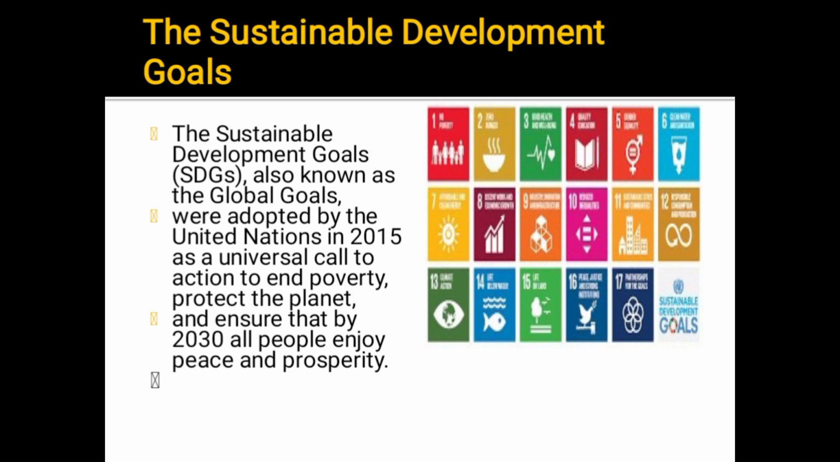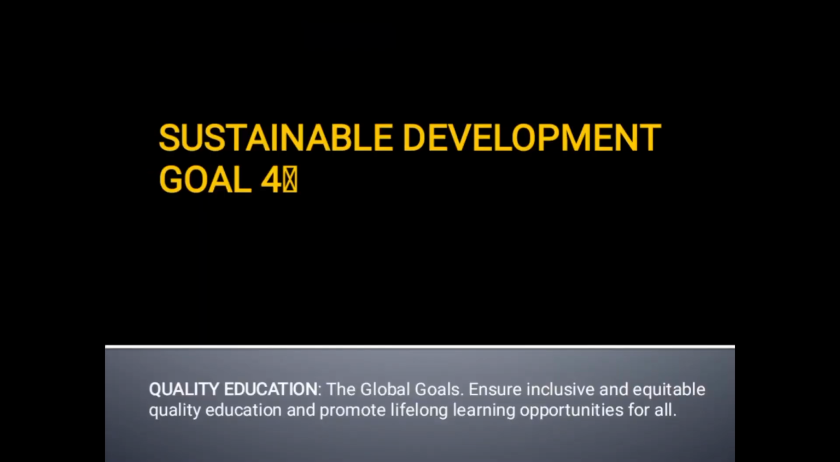So first of all, what is the purpose of the sustainable development goals? There are 17 sustainable development goals which you can see in the slide. They were adopted by the United Nations in 2015. They are a universal call to action to end poverty, protect the planet, and ensure that by 2030 all people enjoy peace and prosperity. That is the purpose and aim of the sustainable development goals.